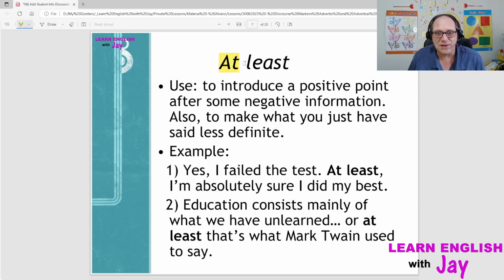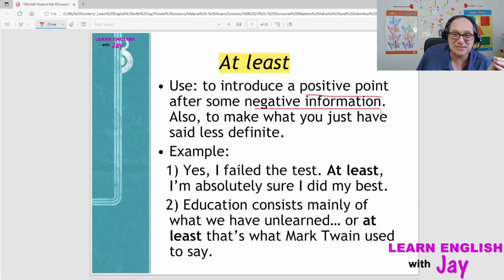All right, next one, at least. So we're going to use at least to introduce a positive point after we've given some negative information. Okay, so we don't want to just give negative information. You want to make it a bit positive at the end. Also, they say to make what you've just said less definite.